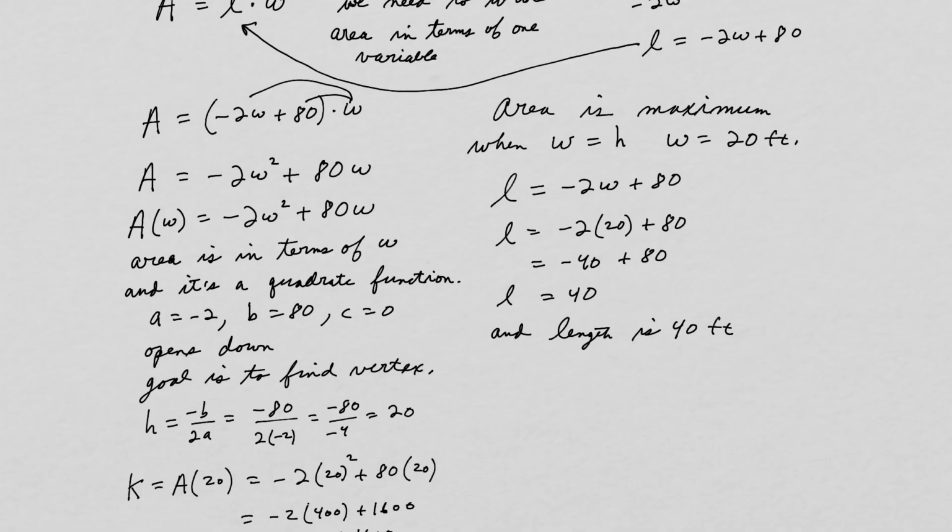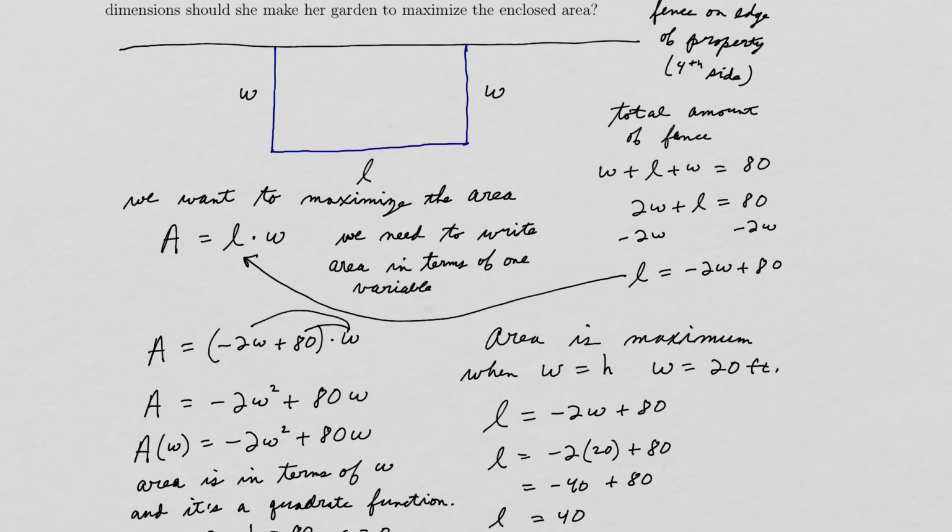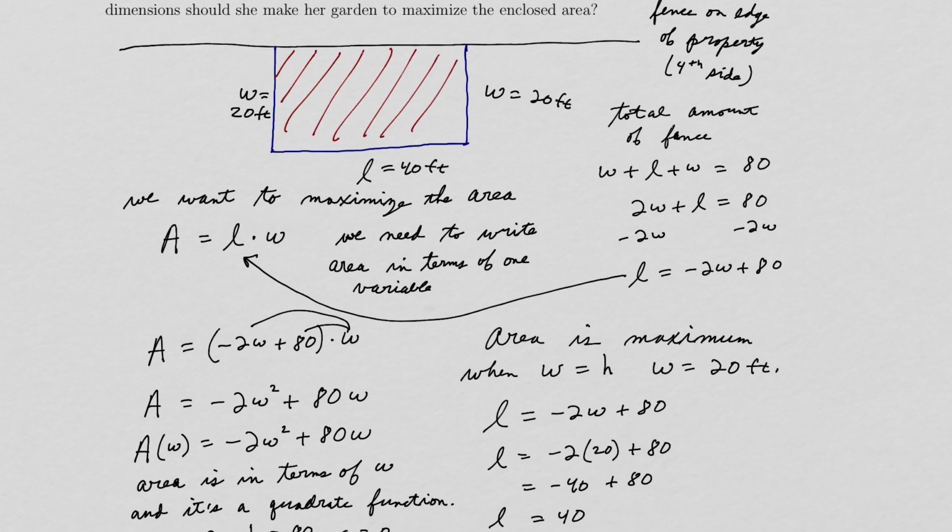Okay, so that's the answer to the question here. If we make this width 20 feet and we make the length 40 feet, and this is also the width, so 20 feet, then we'll get the maximum. This area here will be the maximum that it can be. It's kind of interesting. So the length is like twice the width in this case. Notice everything makes sense too. The amount of fence is 20 plus 40 plus 20 is 80 feet. That makes sense. And you're going to end up with a maximum area.